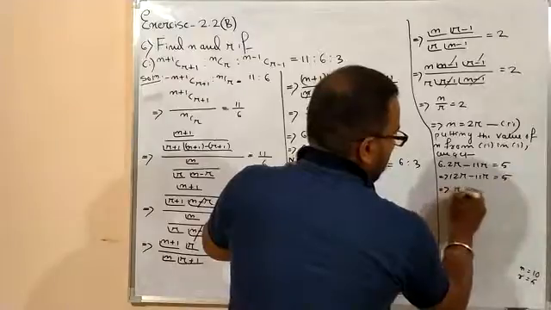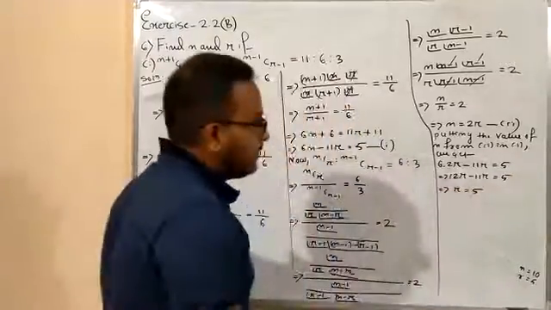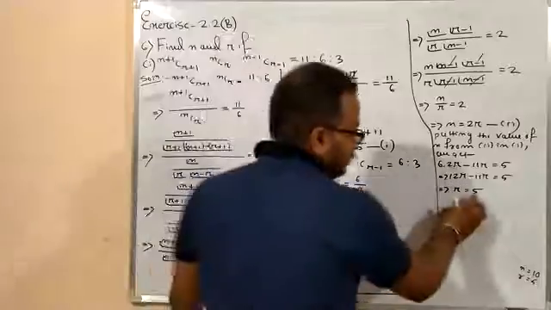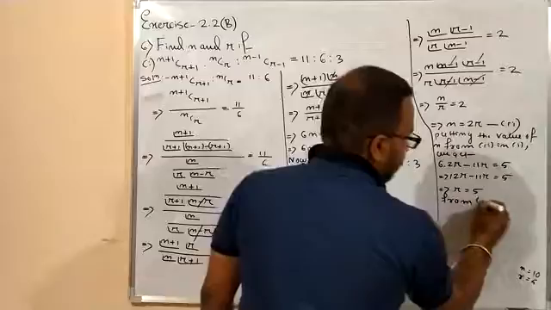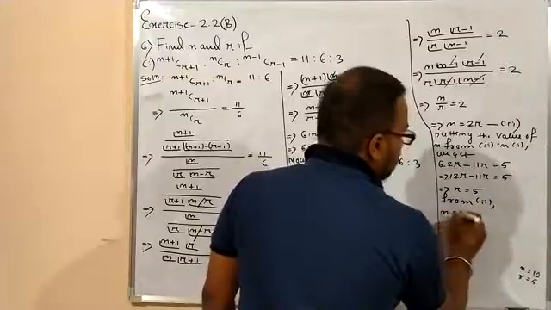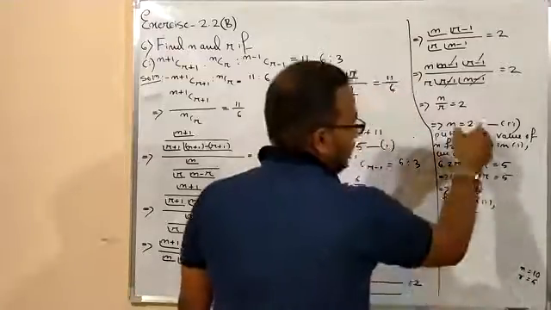So it will be what? r equals to 5. So it's a good value. r equals to 5. Now just put the value r equals to 5. So from 2, n equals to what? 2 into r, right? 2 into r, so r is 5.